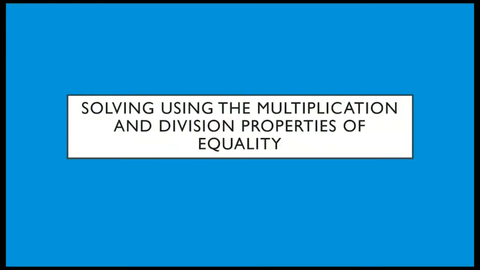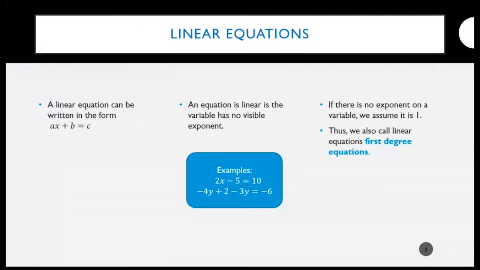So there are multiple properties of solving, and today I'm going over the multiplication and division properties of equality, which allow us to solve and do what we need to do, basically. Just as a review, so you have some context to what we're doing, we're solving linear equations. And linear equations are always able to be written in the form ax plus b equals c. That doesn't mean that they're always in that form, but you can put them in that form.